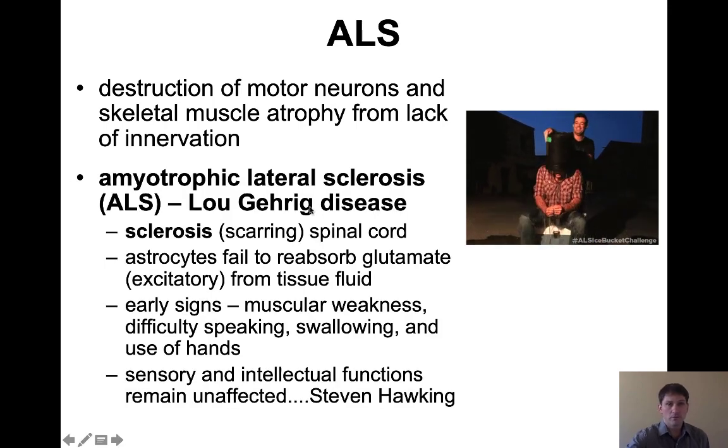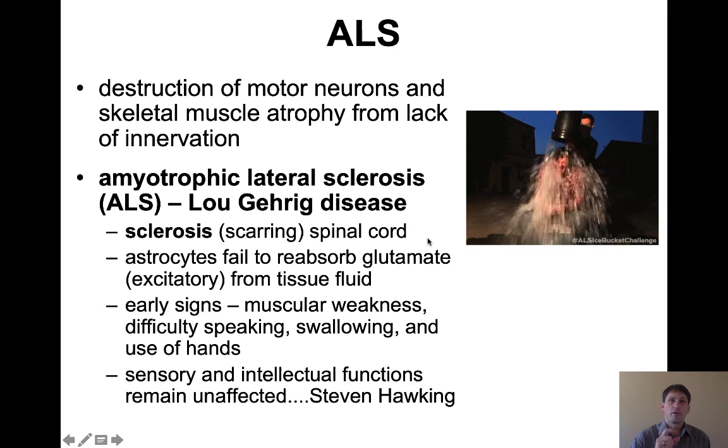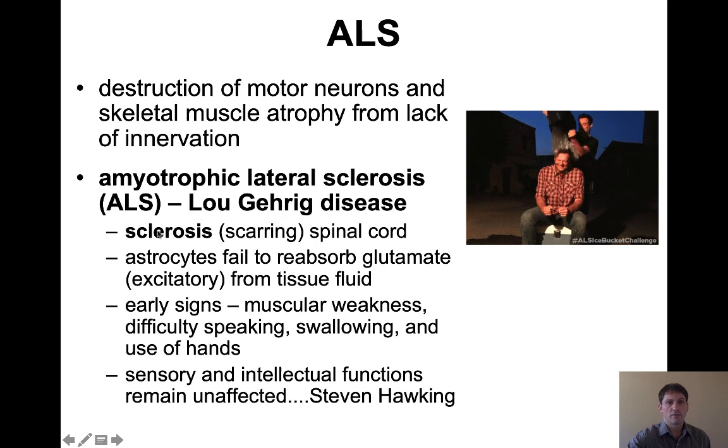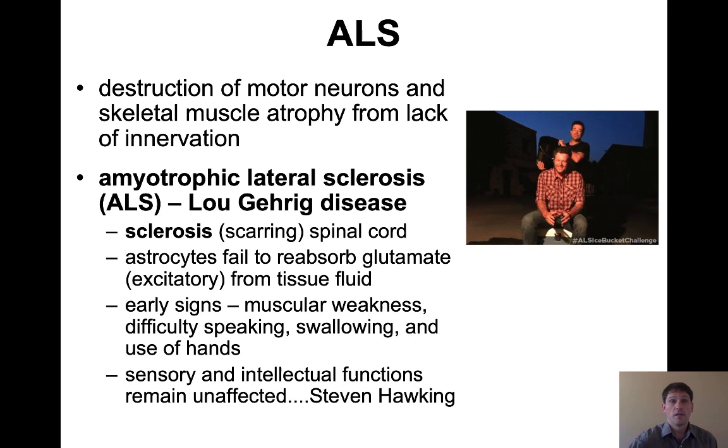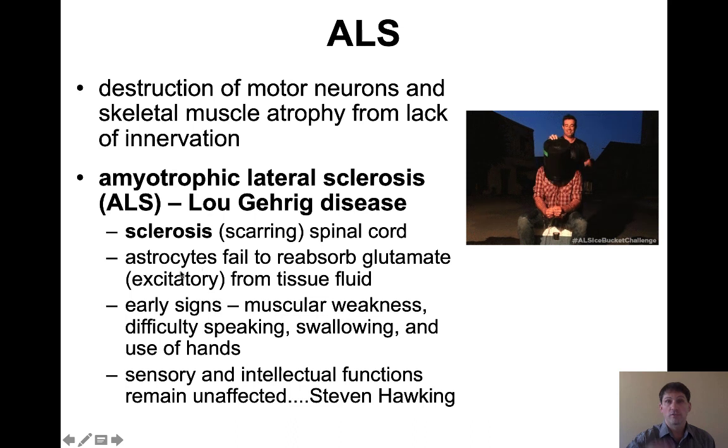So ALS, also called Lou Gehrig's disease, is a sclerosis or a scarring. If you remember, we talked about multiple sclerosis where the myelin sheath gets damaged. Here we can see that it's again a scarring on the spinal cord. And so if we're scarring that spinal cord, that scar tissue doesn't function appropriately like the regular normal tissue does. And so here we see that astrocytes are failing to reabsorb glutamate, which is excitatory if you remember, and that can have extra stimulation on those postsynaptic neurons.